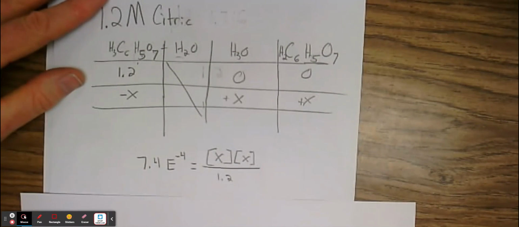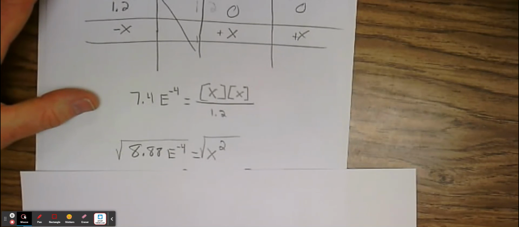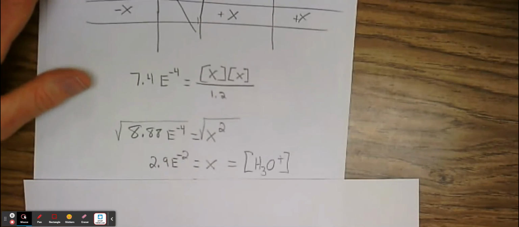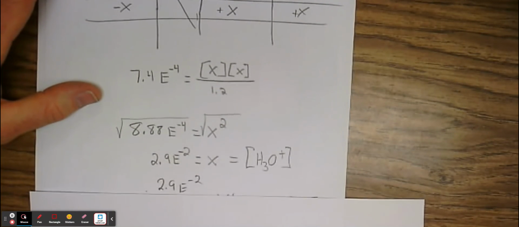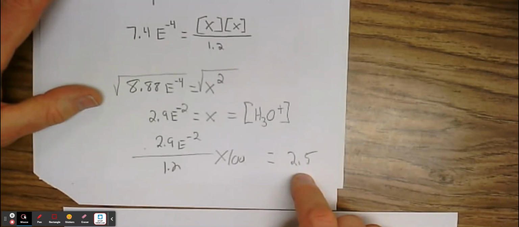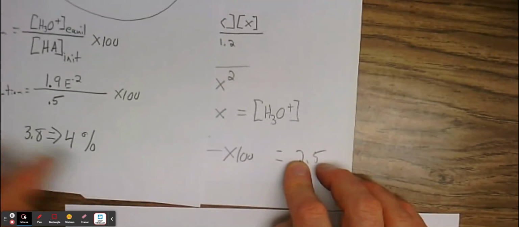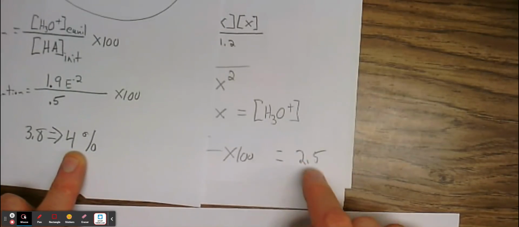And then what am I going to do? I'm going to plug that in, and I'm going to take the square root of this, plug it back in, and multiply that by 100. That says 100, and I get 2.5. So you'll notice I increase the molarity and my percent ionization goes down.